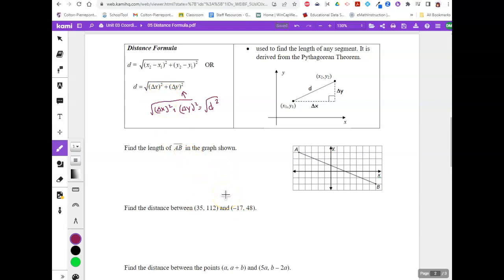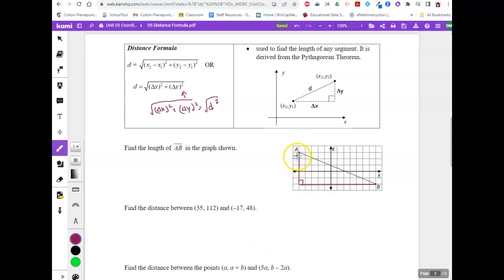All right, so let's find the length of AB in the graph shown. We are going to use either the distance formula or the Pythagorean theorem. So what we need to do is figure out the horizontal and the vertical distance. I'm going to draw in my triangle, creating a right triangle by drawing in the vertical distance and the horizontal distance. Since those are vertical and horizontal, we can put in the right angle right there.